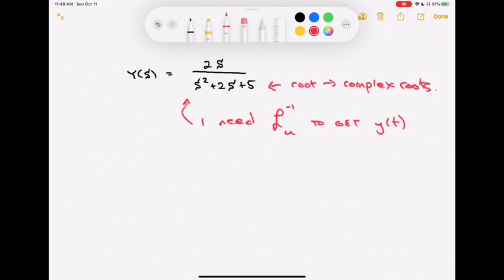What I would like to do is demonstrate a slightly different method. Sometimes when we have complex roots, people don't want to deal with those complex factors and the complex coefficients that go along with them, because in the end, you have to simplify those guys.